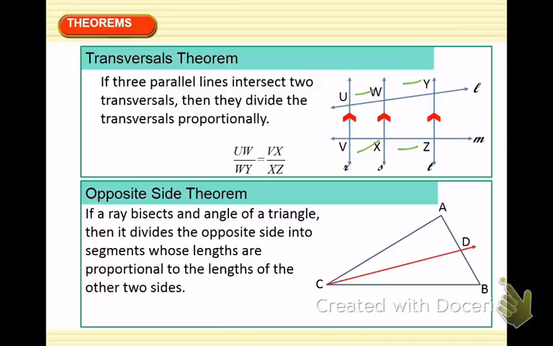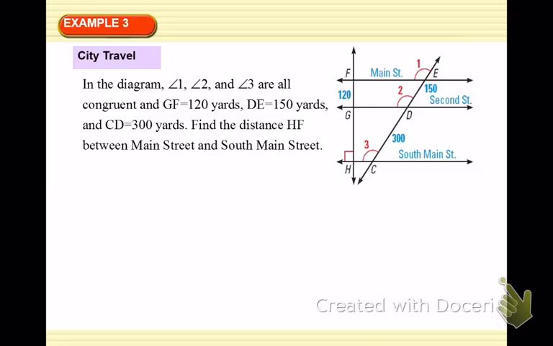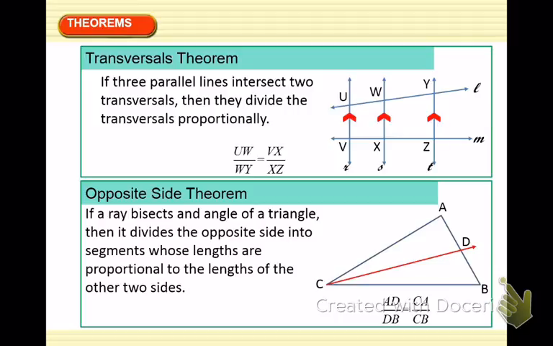Something that we'll have to, again, explore as we go over our homework, okay? All right. And last but not least, there's this opposite side theorem, right? If a ray bisects an angle of a triangle, then it divides the opposite side into segments whose lengths are proportional to the lengths of the other two sides. Okay? Now, what does that mean? That means that if ray CD here is an angle bisector, which means that these two angles would have to be congruent.